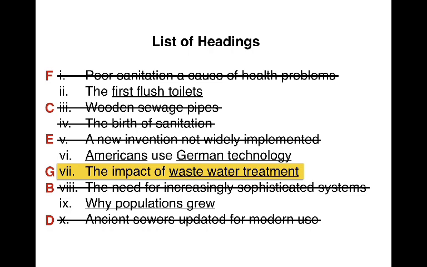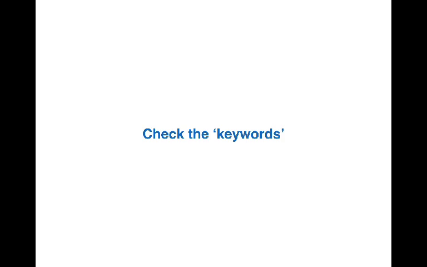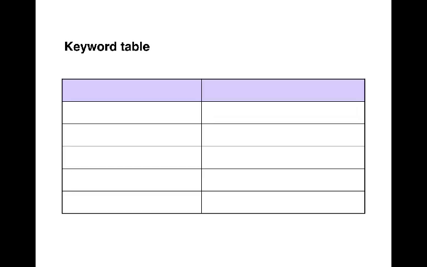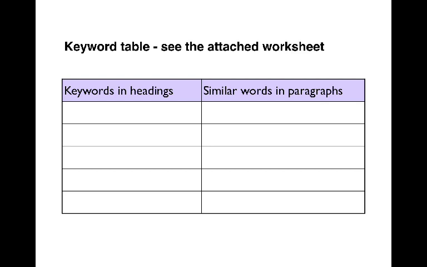But if you're practicing this at home, I always recommend that you check the keywords. Make a keyword table where you put keywords in the headings and the similar words in each paragraph in the other column. I've already done this, and if you see the attached worksheet, if you've printed that out, you'll see my full keyword table for this particular exercise.